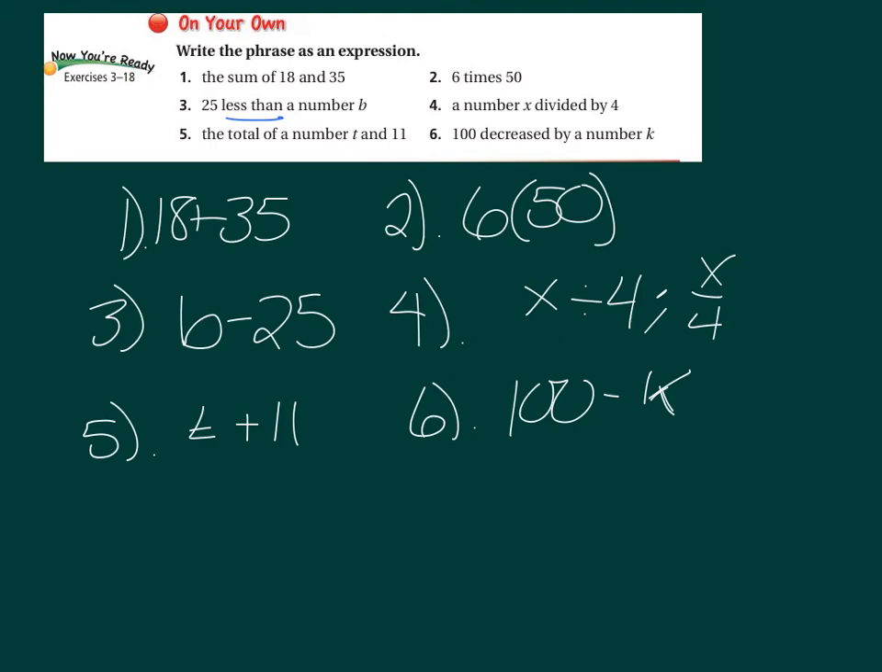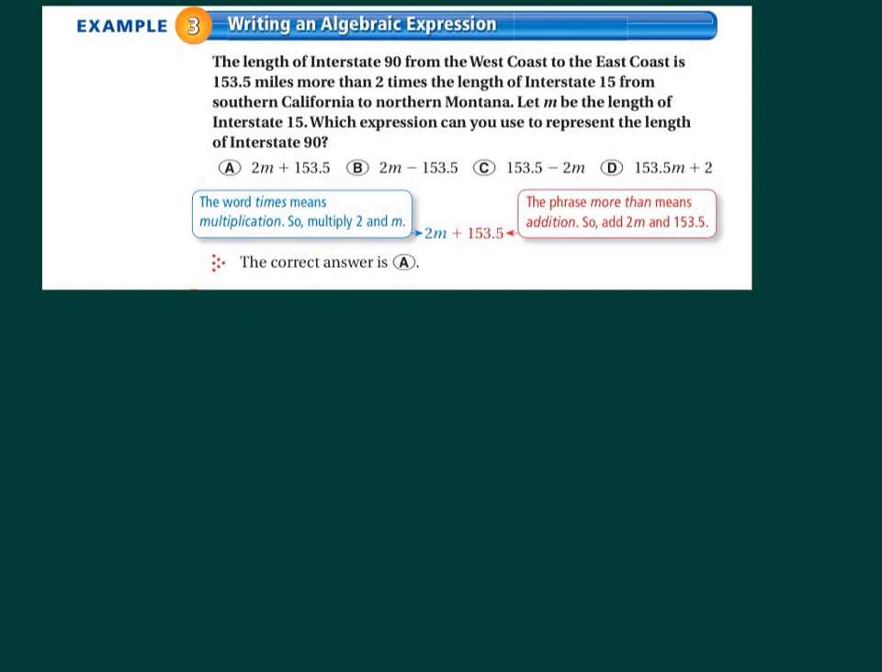Again, make sure you've tried these, because otherwise it really doesn't do you much good to watch these videos in the first place. When we see a multiple choice problem, you guys, whether it's on a standardized test or in our homework, the very worst thing that we can do is just guess, you guys. These are very simple if we just read what it says. It says the length of Interstate 90 from the west coast to the east coast is 153.5 miles, more than 2 times the length of the Interstate 15 from Southern California to northern Montana. So the north and south interstate is 15. It says let m be the length of the Interstate 15. Which expression can you use to represent the length?